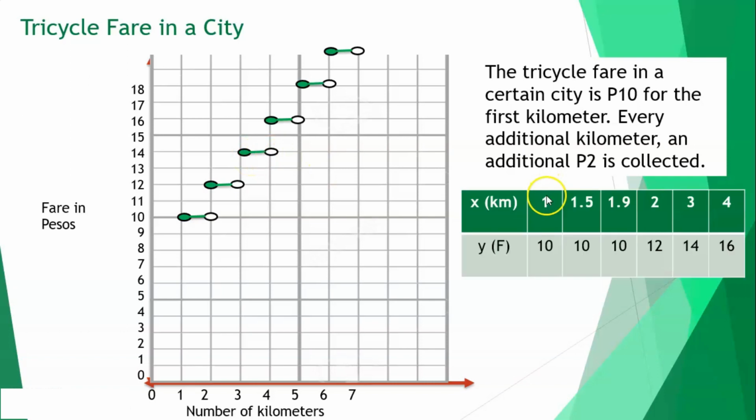So making use of the table of values, 1 kilometer, it's 10 pesos. 1.5, it's still 10 pesos. 1.9 kilometers, still 10 pesos. By the time it's already 2 kilometers, the fare is 12 pesos. At 3 kilometers, it's 14 pesos. 4 kilometers, 16 pesos, and so on. So this is an example of a piecewise function.